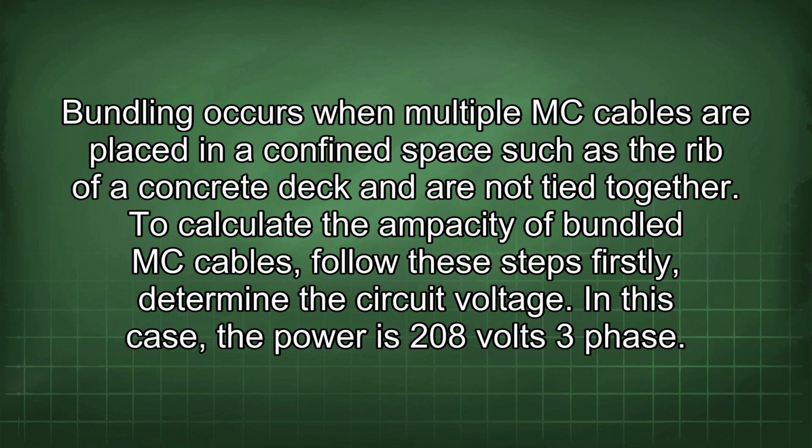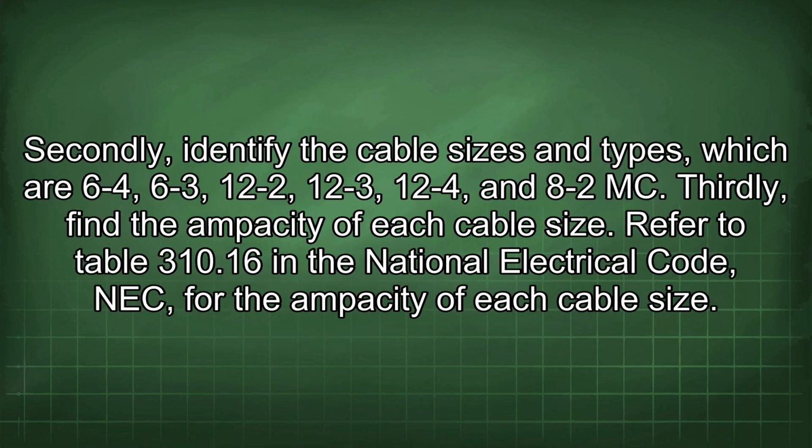Firstly, determine the circuit voltage. In this case, the power is 208 volts 3-phase. Secondly, identify the cable sizes and types, which are 6-4, 6-3, 12-2, 12-3, 12-4, and 8-2 MC. Thirdly, find the ampacity of each cable size. Refer to Table 310.16 in the National Electrical Code, NEC, for the ampacity of each cable size.